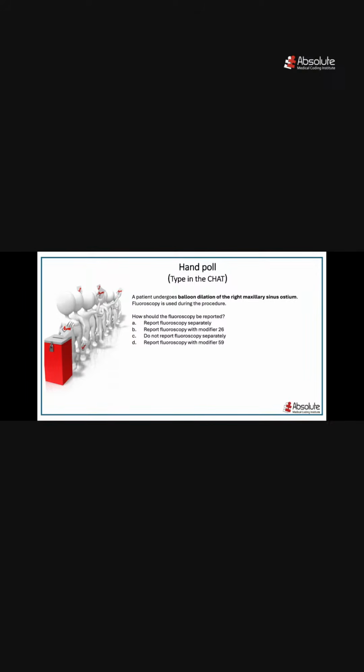Here we go. The question: how should the fluoroscopy be reported? Option A, report fluoroscopy separately. Option B, report the fluoroscopy with a 26 modifier. Option C, do not report the fluoroscopy separately. Option D, report the fluoroscopy with a 59 modifier. A patient undergoes balloon dilation of the right maxillary sinus ostium. Fluoroscopy is used during this procedure. What say you, coders? I read the question very fast, and you have to place the answers very fast as well, because this is a rapid fire scenario.